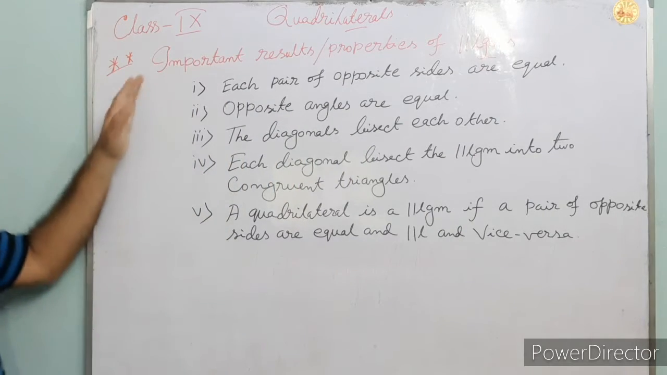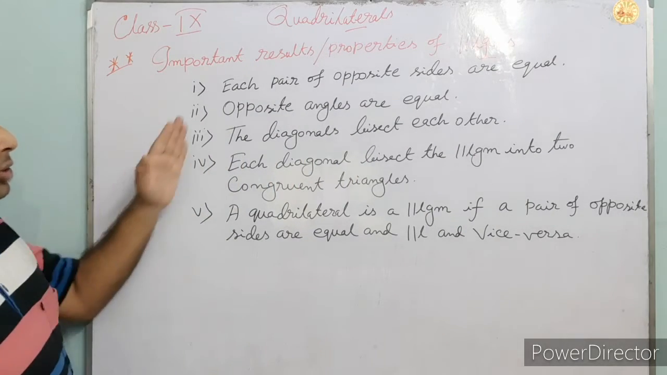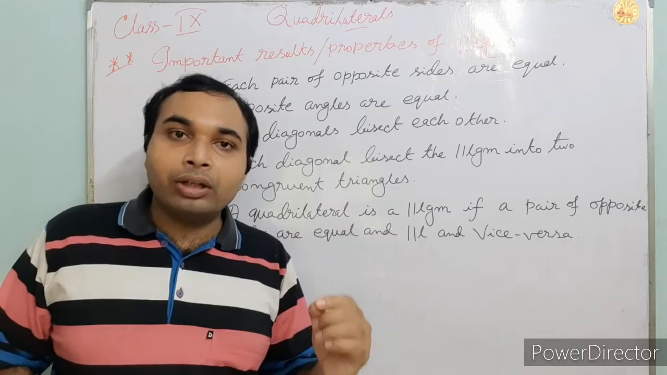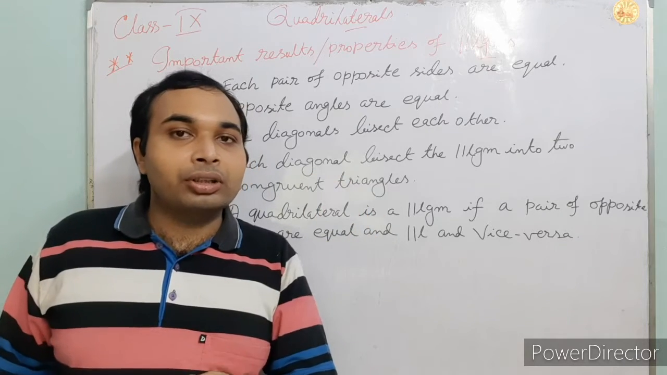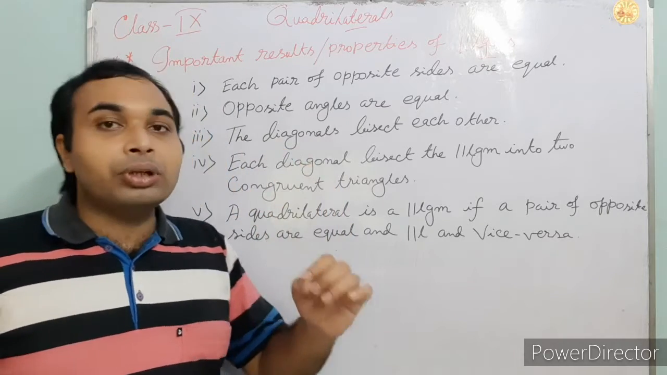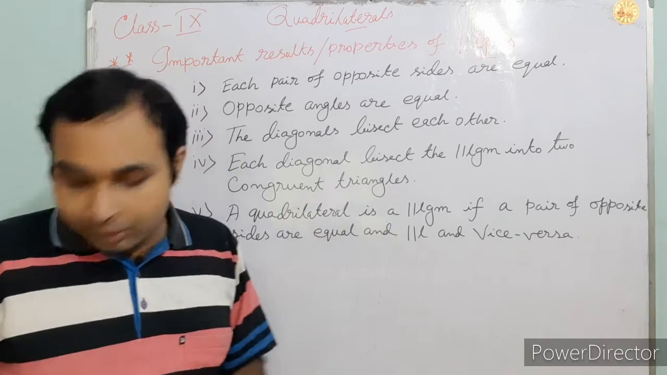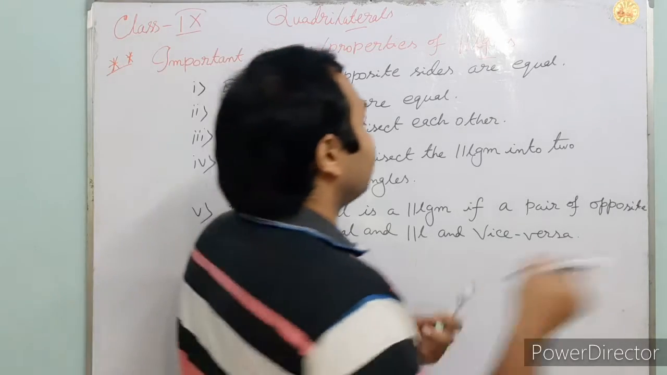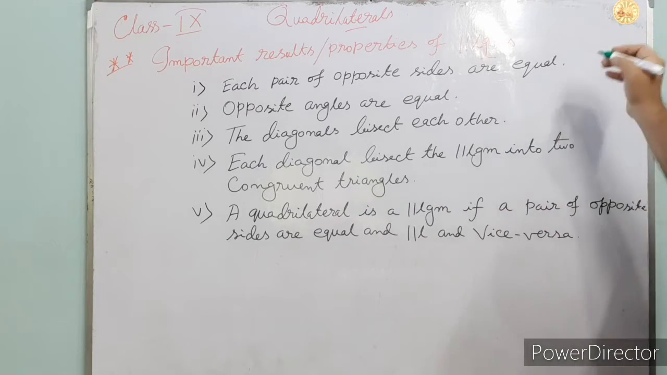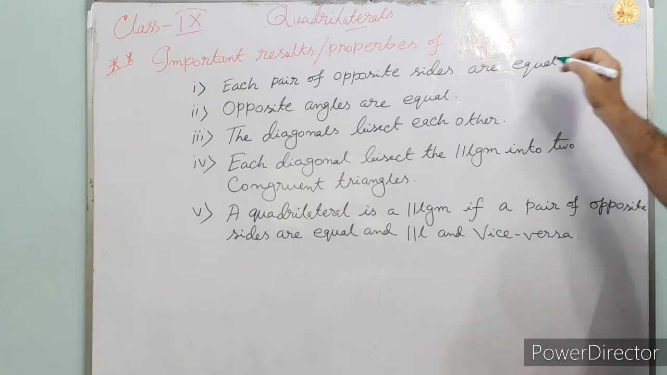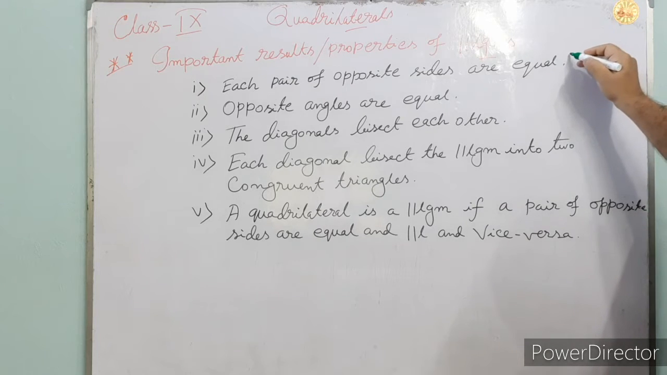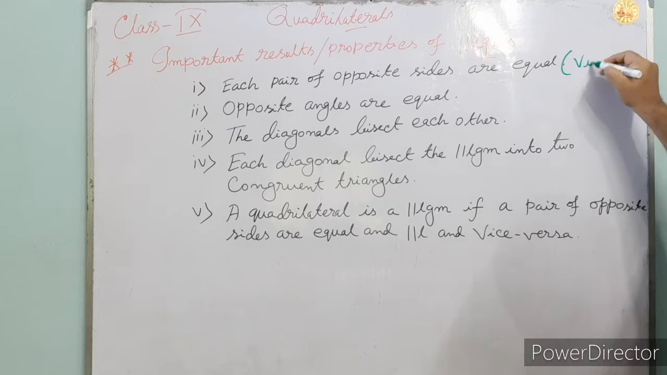Just see the properties. Important results or properties of the parallelograms. Each pair of opposite sides are equal. It is a property of the parallelogram, but also if in any quadrilateral the opposite sides are equal, then obviously it will be a parallelogram. So it is the vice versa. I am writing here vice versa. Actually it is not the right way to write like that, but okay.